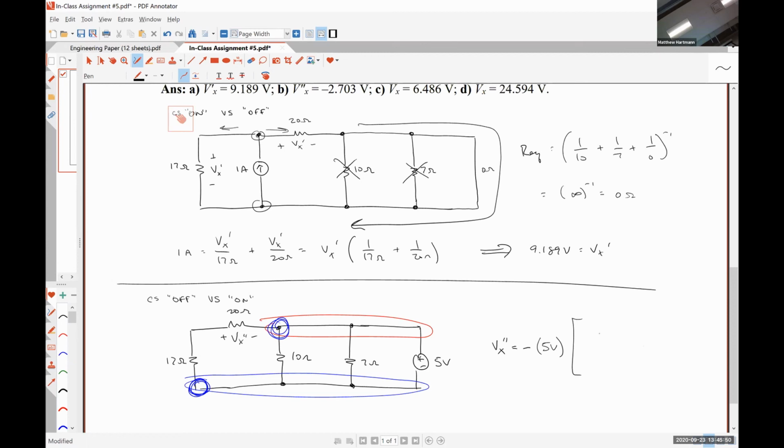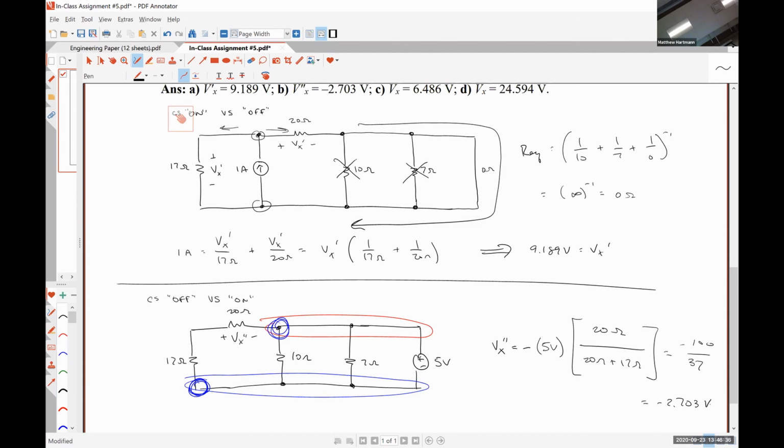where the ratio is the resistor we want in the numerator, so that's 20 ohms, and then the total series resistance seen between our 2 points where we know the voltage is in the denominator, so that's 20 plus 17. So this is going to be negative 100 over 37, which is negative 2.703. So now that I know what Vx is with the current source on and the voltage source off, and I know what Vx is with the current source off and the voltage source on, how do I determine the voltage Vx with both sources on without doing any more circuit analysis?